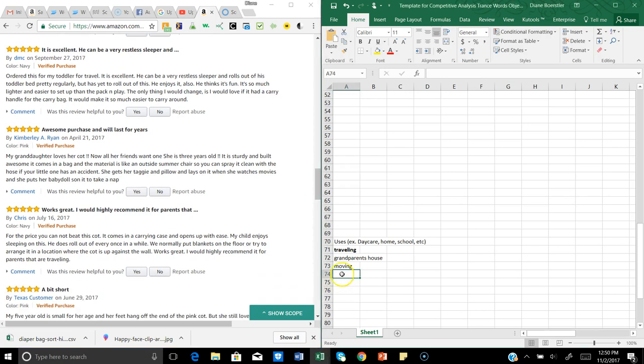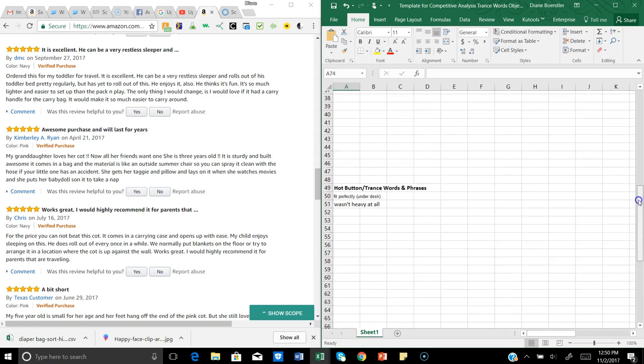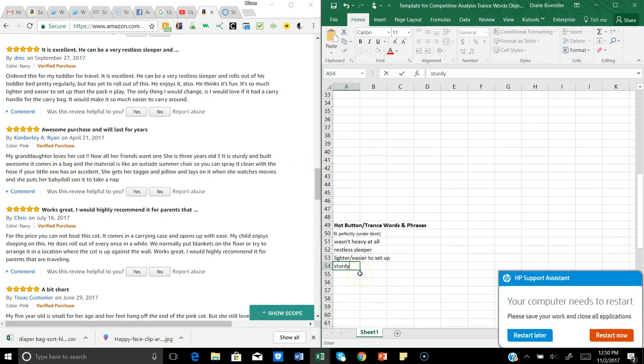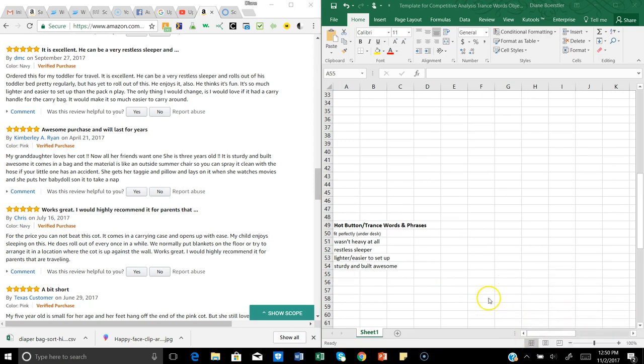So restless sleeper. Let's go back up. That's a good one to use. So we would say fits perfectly, restless sleeper. These are words we'd use specifically in our sales copy. Lighter and easier to set up. Sturdy and built awesome. I don't know that you'd use awesome.